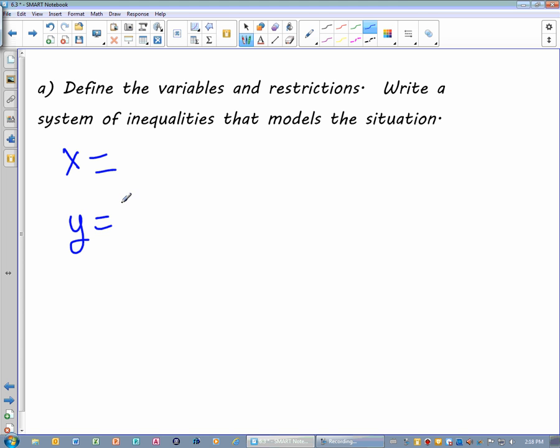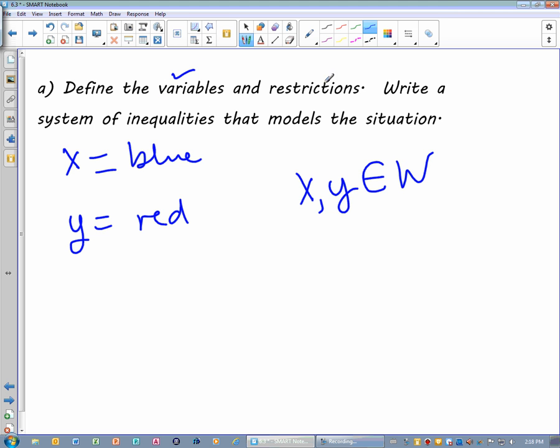So let's say that x is blue. I could have done it the other way around, that's fine. If x is blue, then y is red. Okay, so that's the defining the variable part. All right, restrictions. Well, we're talking about t-shirts, so they certainly can't be negative. And because they're actual objects, they can't be parts. You can't buy or manufacture part of a shirt or a decimal. So we're going to say that x and y need to be in the set of whole numbers. Okay, so define the variables and restrictions. That's done. Now it says write a system of inequalities that models the situation.